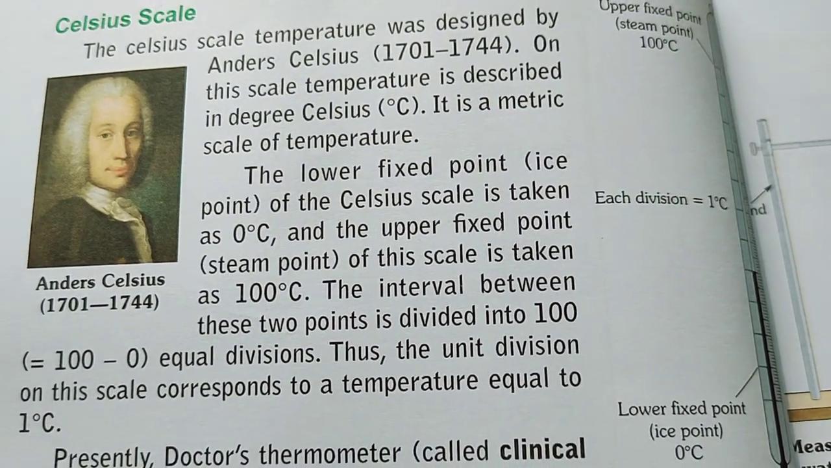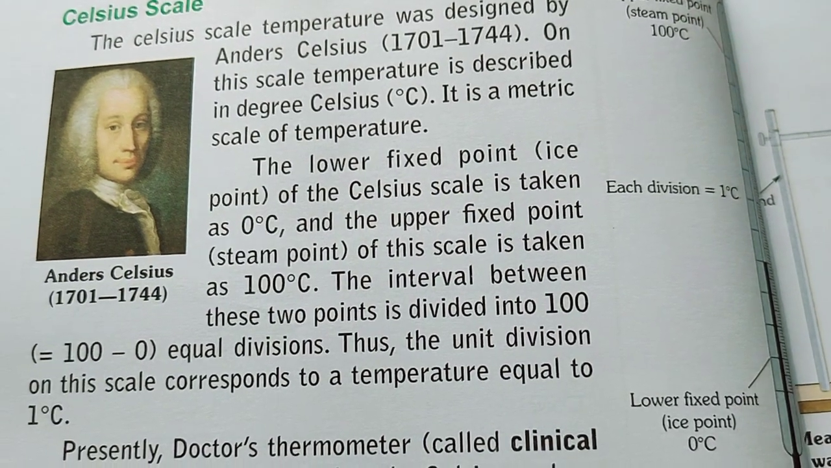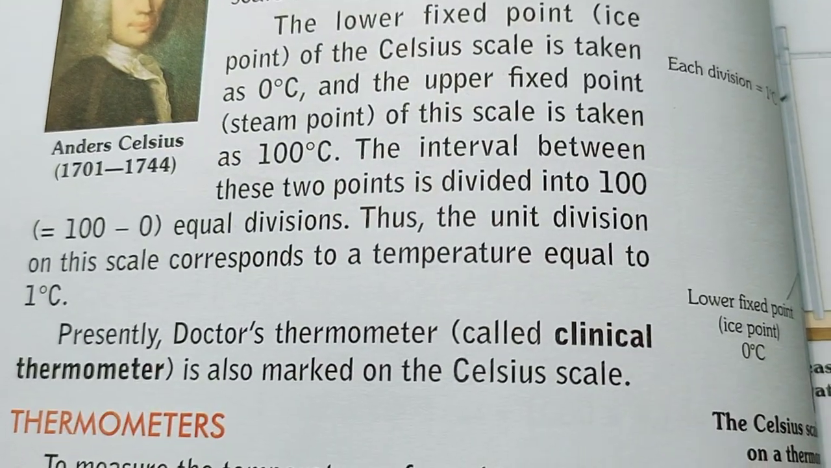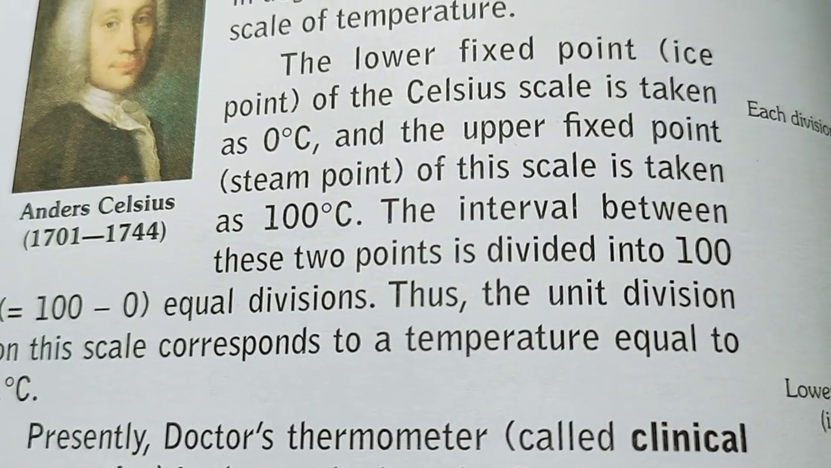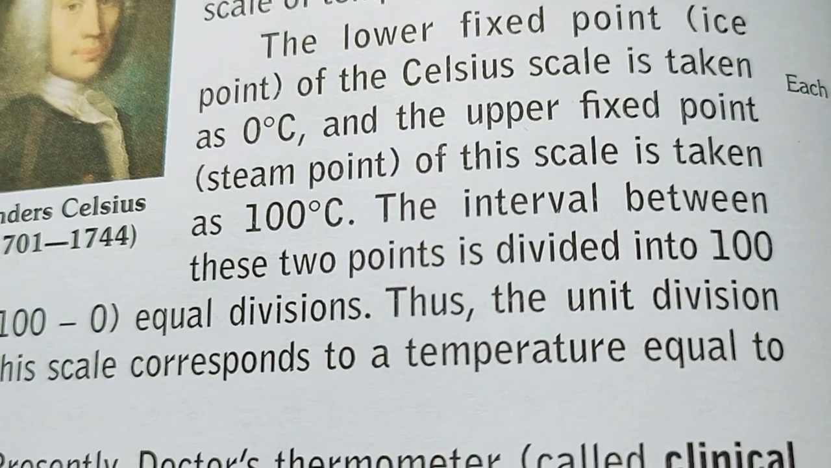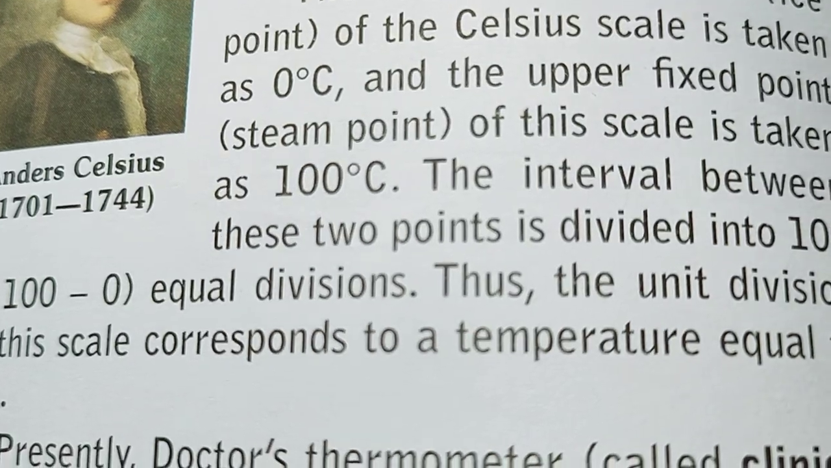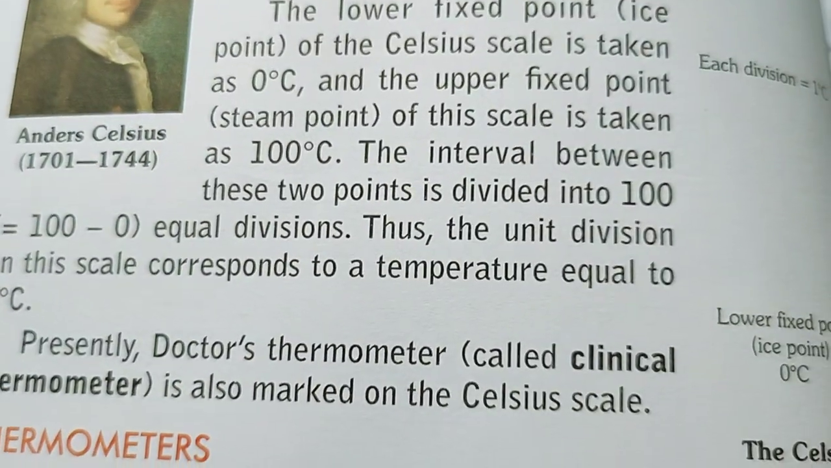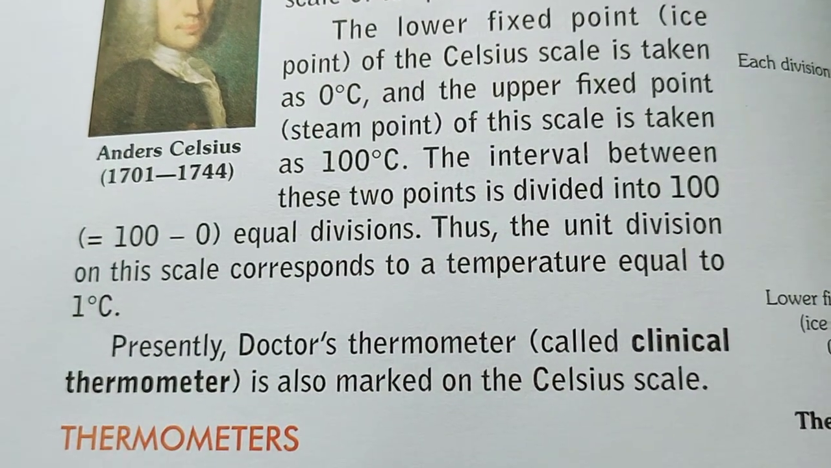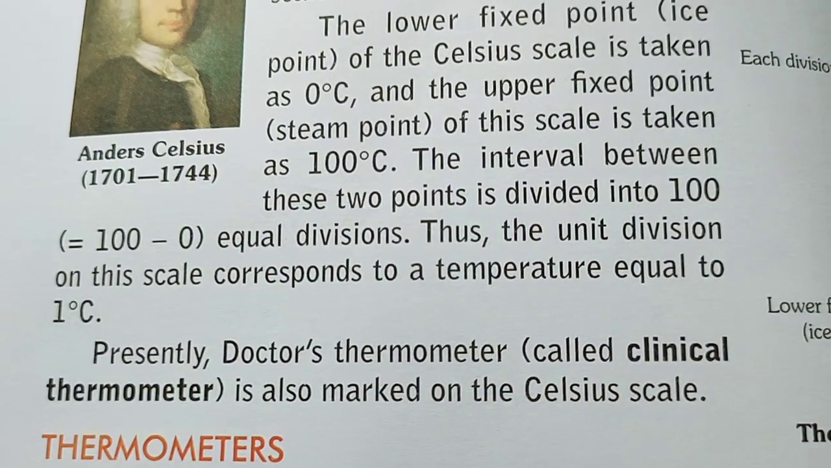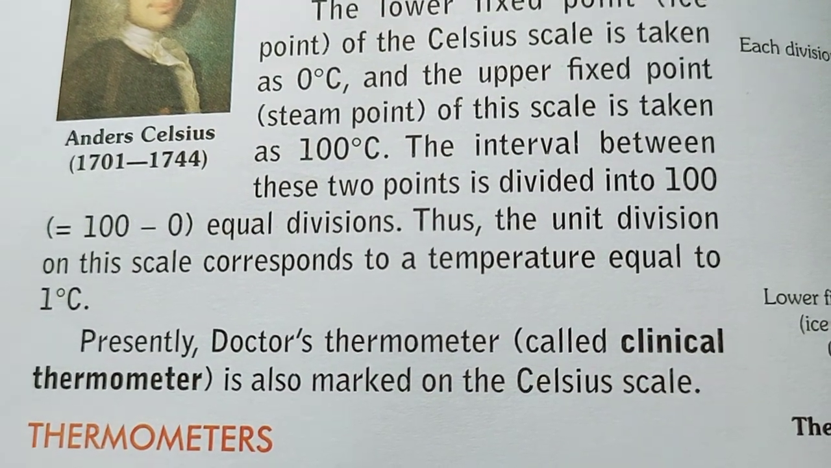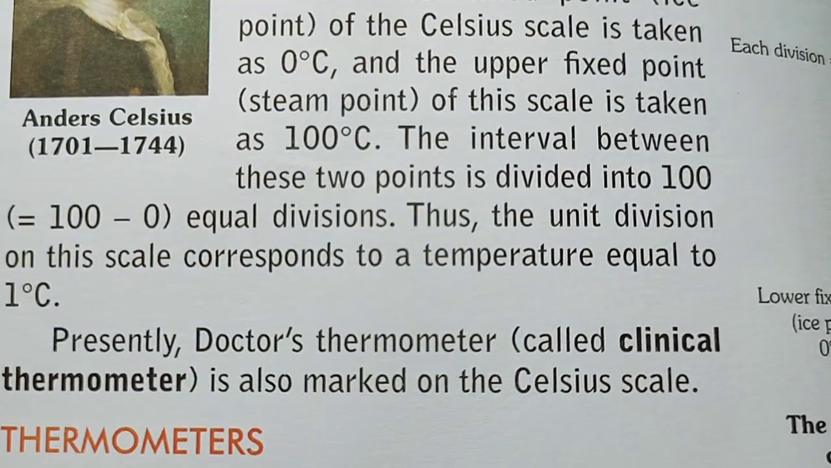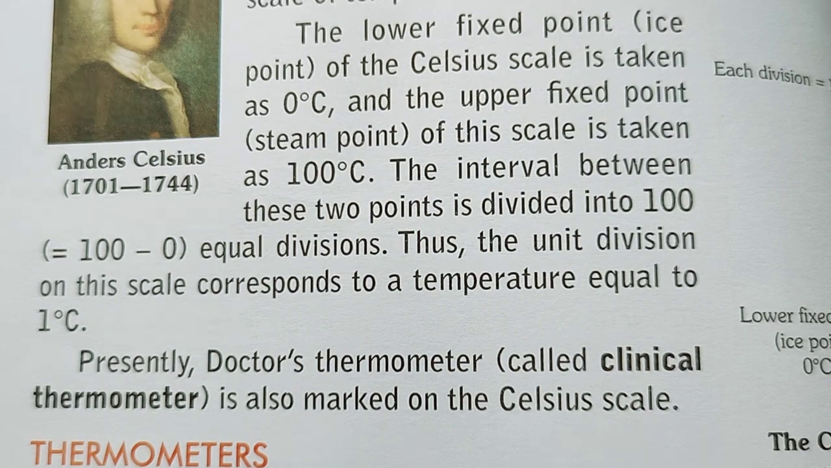The lower fixed point of this scale is taken as 0 degree and the upper fixed point is taken as 100 degree. So, the interval between these 2 points is divided into 100 equal divisions. I repeat, the interval between these 2 points is divided into how many divisions? Yes, you are right, 100 equal divisions.